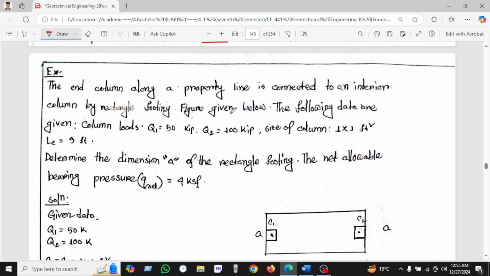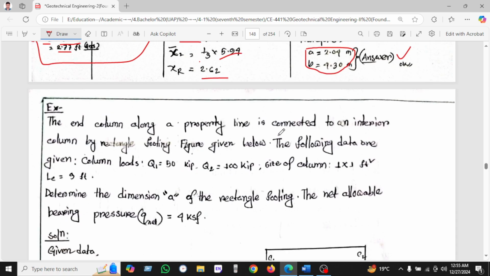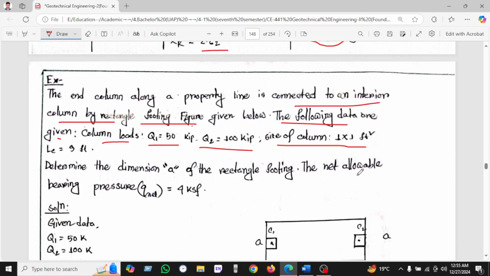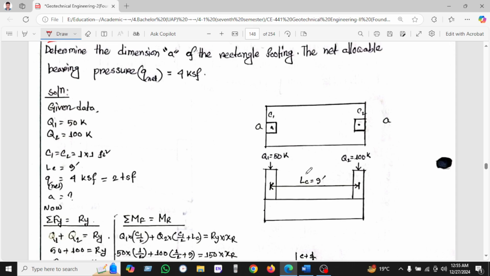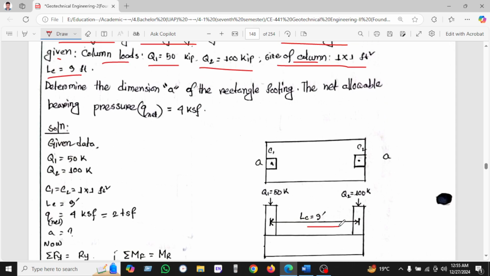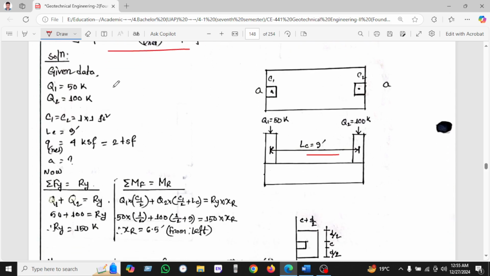The interior column is along the perimeter line. This is the perimeter line connected to the interior column in a rectangular footing. The following data are given below. Column loads are Q1 50 and Q2 100 kip, and size of the footing 1 feet by 1 feet. Size of the column 1 feet by 1 feet square. The clear length between two columns is 9 feet, and determine the dimension A of the rectangular footing and net allowable pressure 4. So all the data is given. We have to find out A and B.